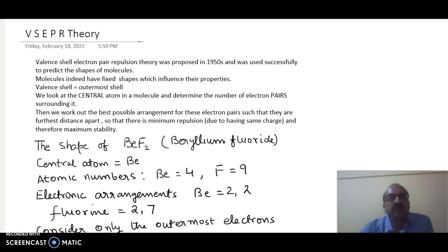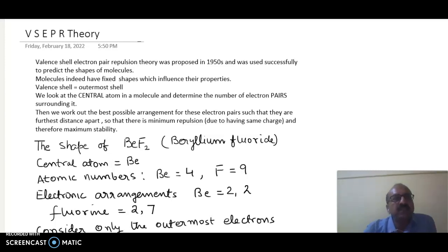Now, when we have to predict the shape of a molecule, we look at the central atom in a molecule and determine the number of electron pairs surrounding it. Then we work out the best possible arrangement for these electron pairs such that they are the furthest distance apart, so that there is minimum repulsion due to having the same charge, and therefore they have maximum stability.